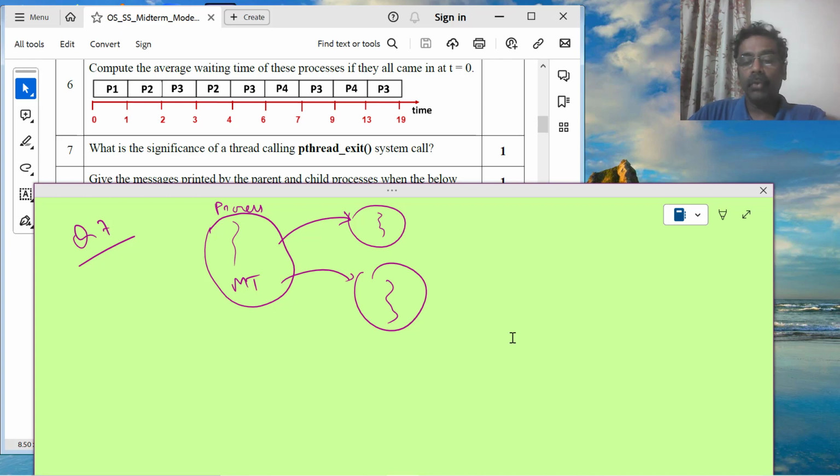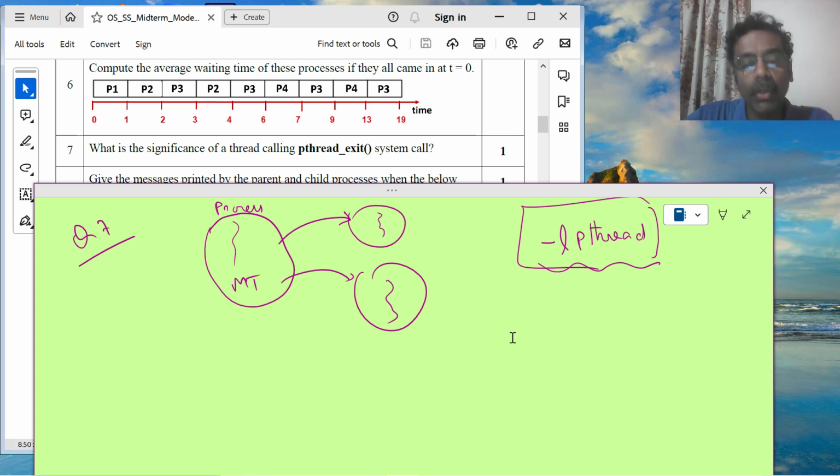Since during the linking of these libraries, when you are building an application using the pthread function calls, we link it with the pthread library. Okay, minus l pthread we say. That means this library is also included along with the executable. Now, what does this do? It actually makes sure that the implementation of all these thread library functions is part of the executable.